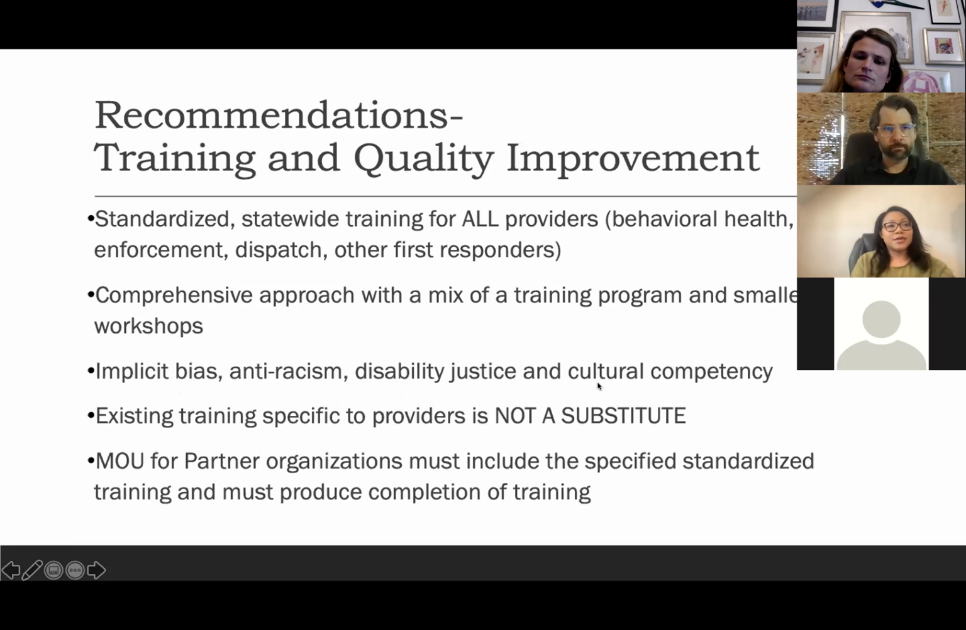Any existing training that is required as part of that provider's specific program is not a substitute. So this is mandated. We recommend mandated specific training. Also, an MOU for partner organizations must include the specified training that they've utilized, and they must produce completion of that training.